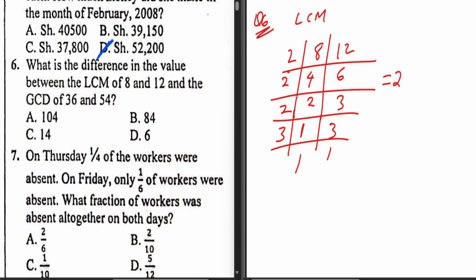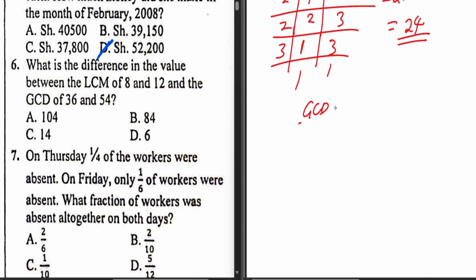So you need to do 2 cubed, because it's 2 times 2 times 2 times 3. 4 times 2 is 8. 8 times 3 is 24. So the LCM is 24. Your GCD is just the opposite of the LCM.